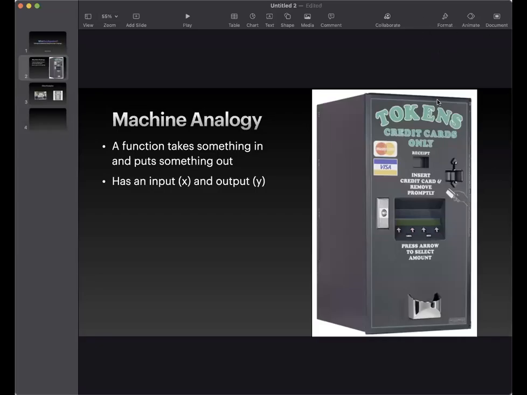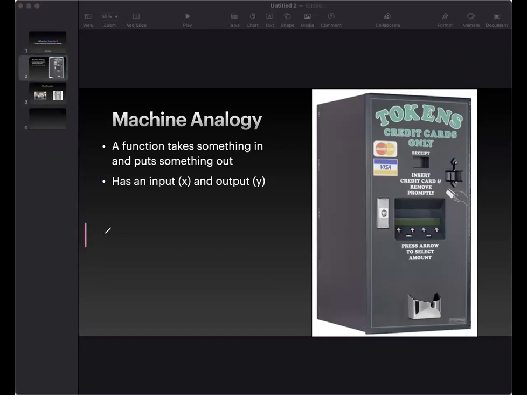Okay, so in this video, I'd like to go a bit more in depth into two very important concepts as they relate to functions, the domain and the range. So let's start with the domain. So the domain is really the input. So domain is input.